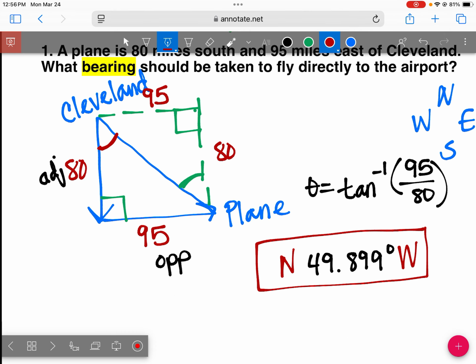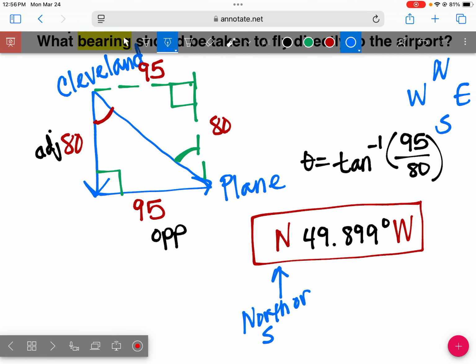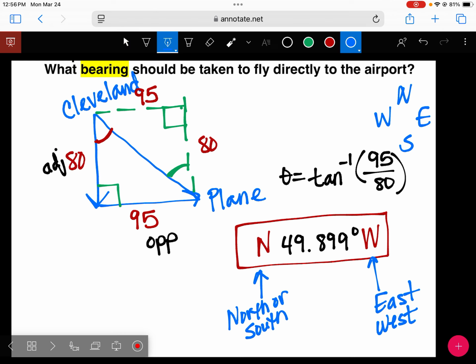And whenever you write a bearing, again, this side is either going to be north or south whenever you're talking about a bearing. And then on the right side is either east or west. All right, let's go to number 2 and practice a few more. And then you'll have a chance to do a couple on your own.